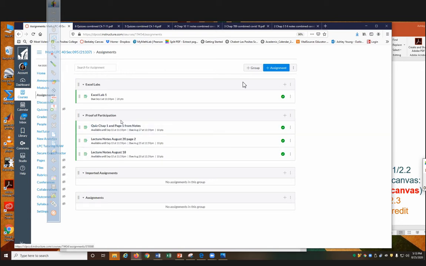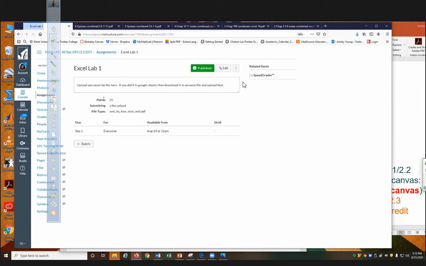This is actually going to change, but you'll turn in the quiz you just did, and one of the pages from the notes today. Not that one, it will change. Your Excel Lab 1, this is where you'll upload it. Here you're just going to upload your Excel Lab and then submit it.